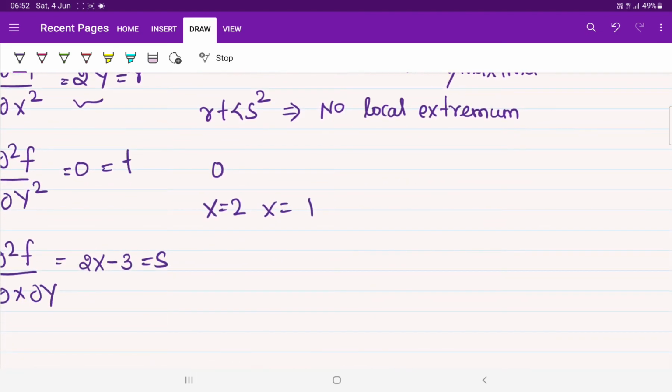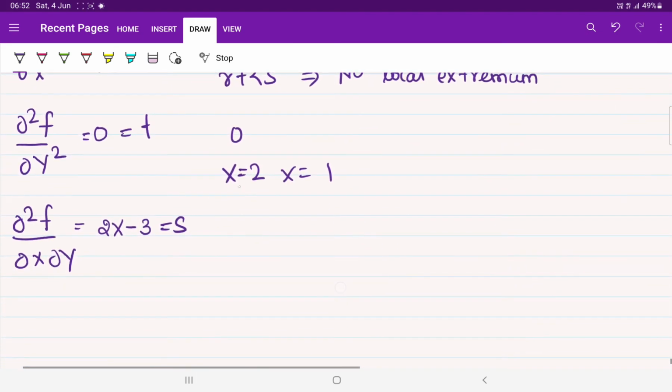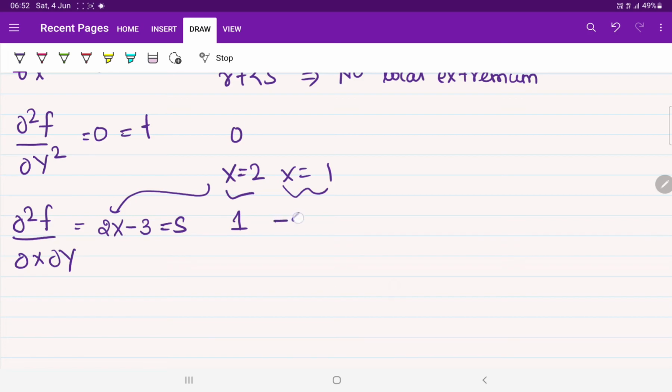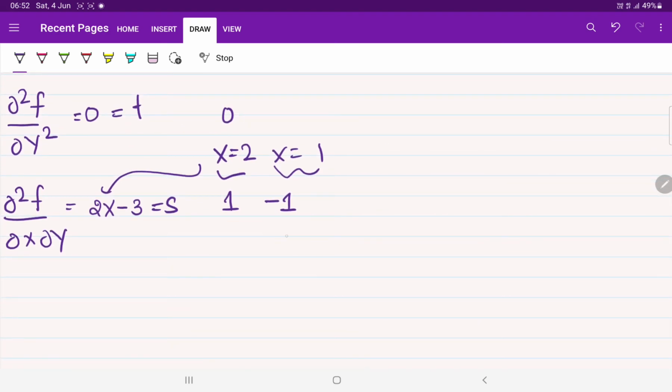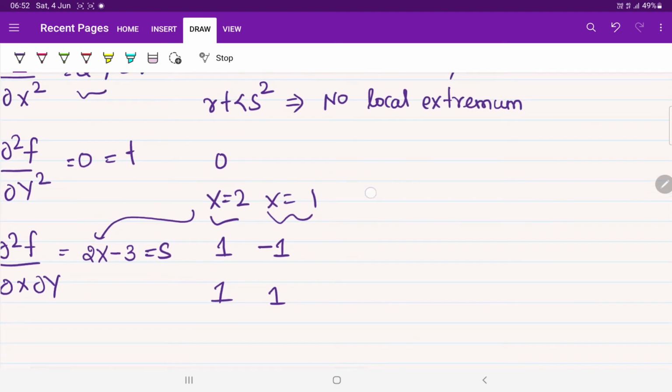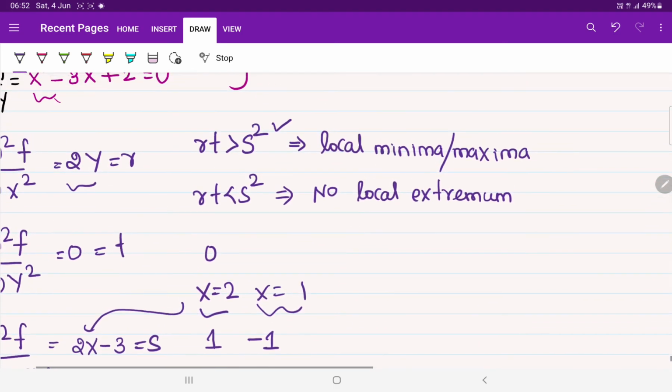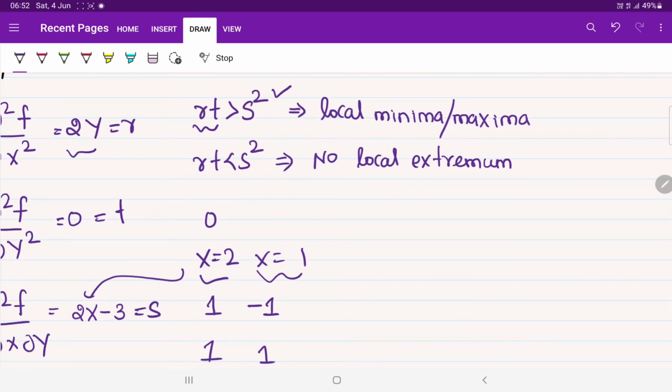If I substitute x equal to 2, what will we obtain? 2 into 2 will give you 4, 4 minus 3 will give you 1. So the value of s is equal to 1 when x equal to 2. When x equal to 1, I am getting 2 into 1 minus 3, which gives minus 1. But what I want is s². S² means minus 1 whole square will give you plus 1. 1 whole square also will give you plus 1. So in both of these conditions, the value of s² is always equal to 1, whereas the value of rt is equal to 0. So what is the conclusion?